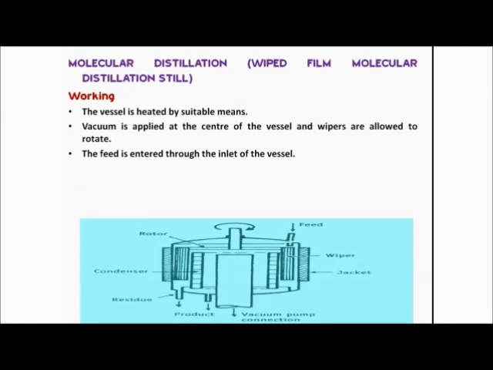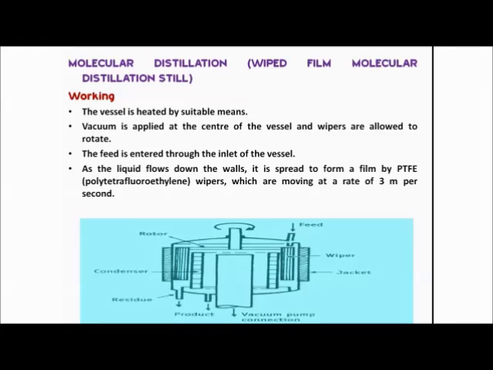Here the feed will be entered, right? Now as the liquid flows down the wall, it will form a continuous film. The wiper, I have already told you it is made up of PTFE. PTFE is nothing but polytetrafluoroethylene wipers. PTFE is a polymer. So these PTFE wipers will make a continuous film of the feed.